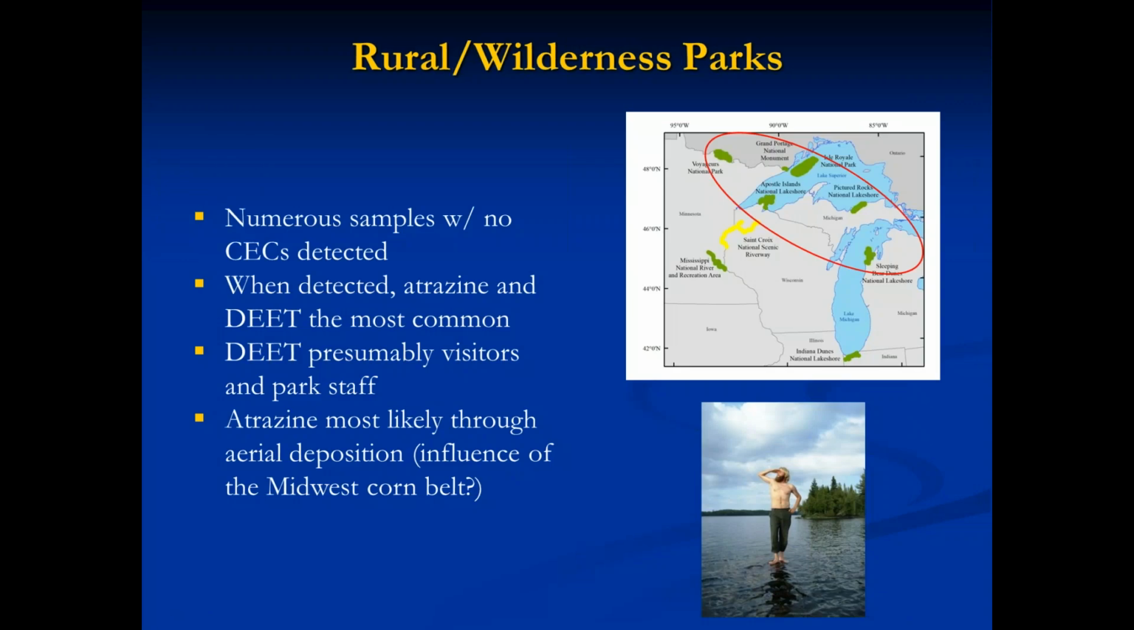But when we take a look at what I'll call our rural or wilderness parks, shown in the big red circle there, we had many samples that we sent in that came back with 0 detections. But when we did detect chemicals, most of the time it was atrazine and DEET. And I guess like Rebecca, I'm going to presume that most of the DEET was coming from park visitors or potentially park staff, whereas the atrazine most likely was through dust getting picked up off of farm fields in the Corn Belt to the west and south of where all of our parks are.